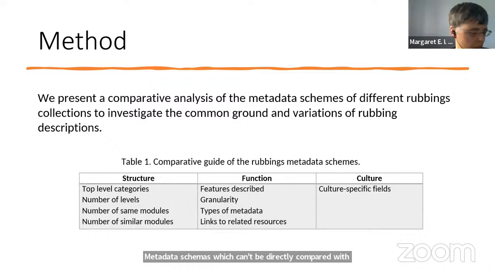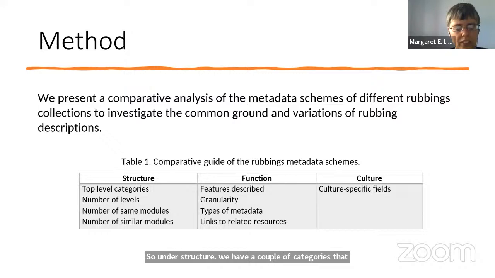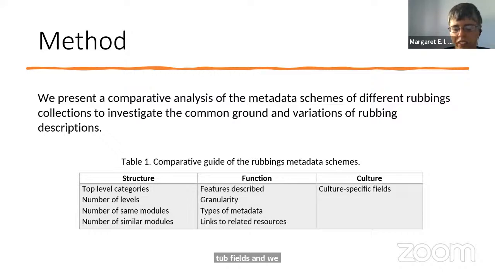So under structure, we have a couple of categories that probably require just a tiny bit more explanation. The number of same modules and the number of similar modules. In the case of same modules, we're looking at modules that have the same upper level categories with the same subfields. And we're not taking into account differences caused by translation between different languages. As long as it means the same thing, we're listing it as the same.